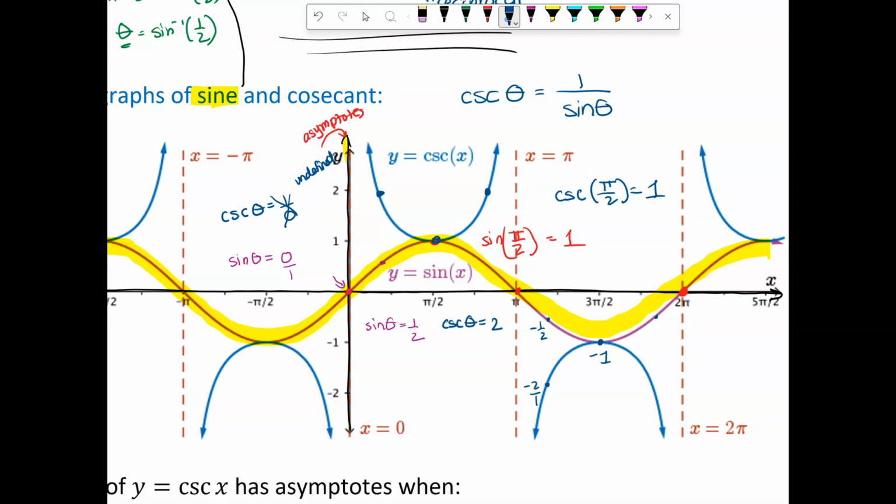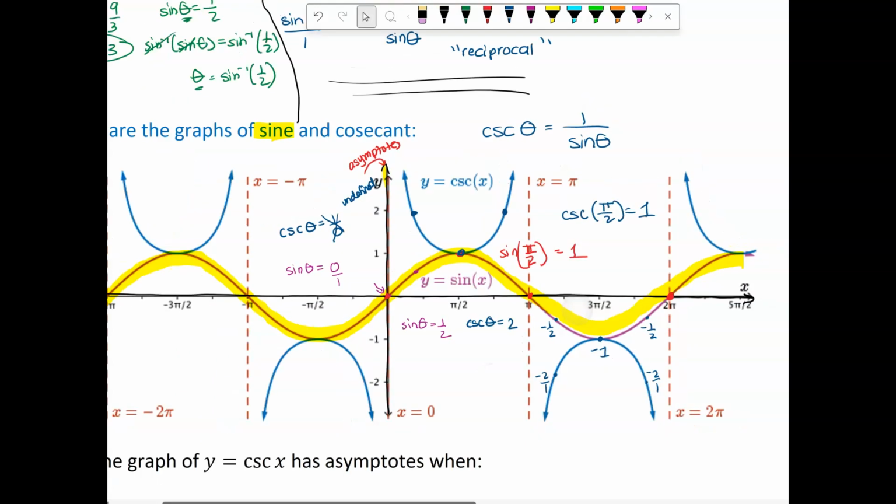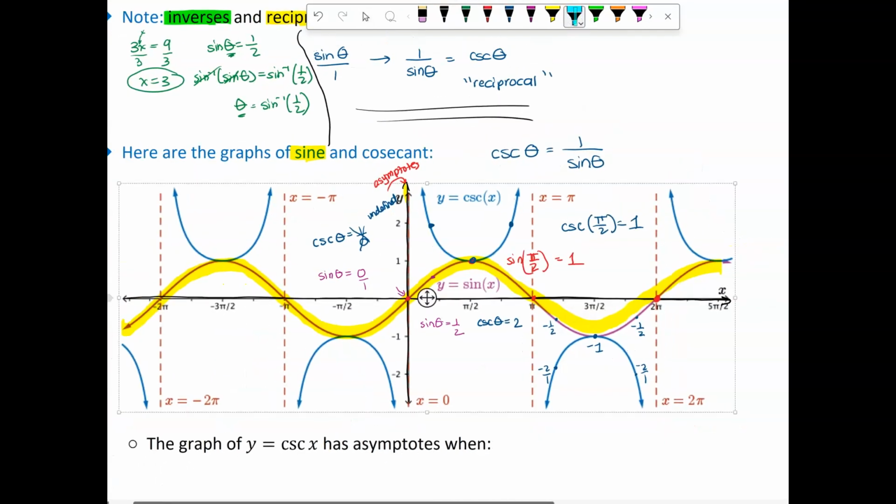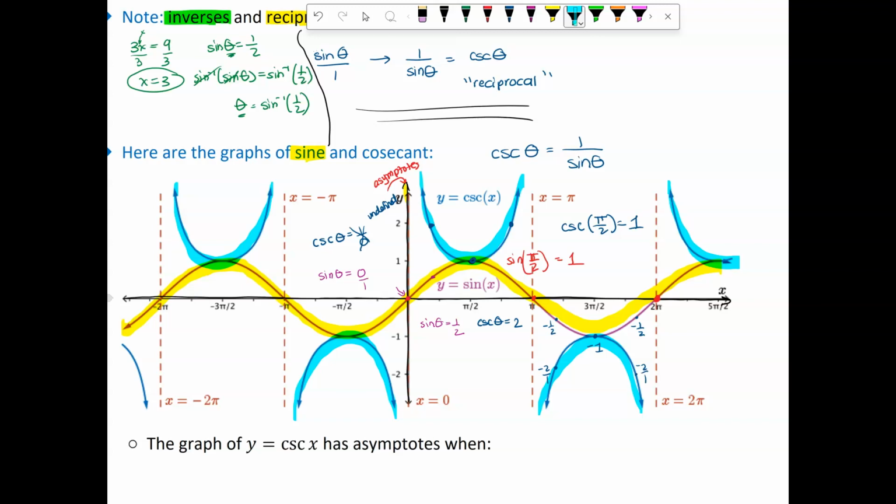Okay, and the same thing over here. We have negative 1/2, and over here it would be negative 2 over 1. And so you have a curvature upwards from the sine, you have an asymptote, you have a curvature downwards, you have an asymptote, and then you have another curvature upwards. And that's how we get our cosecant graph. So our cosecant graph is made up of all these curvatures away from sine with those asymptotes in between.